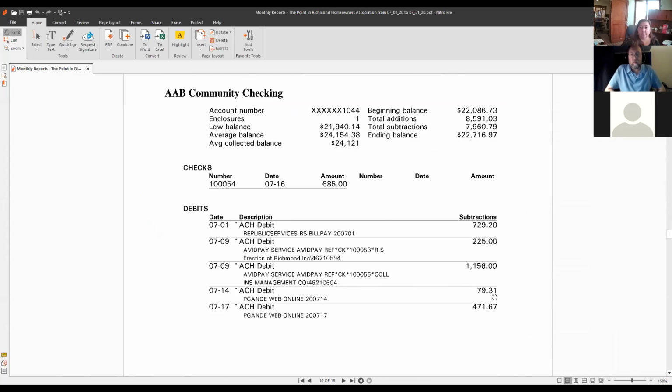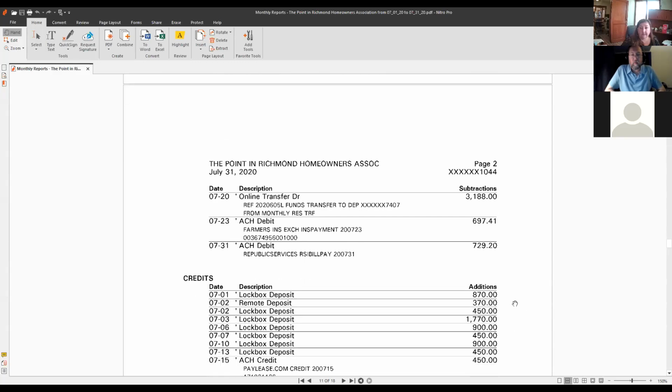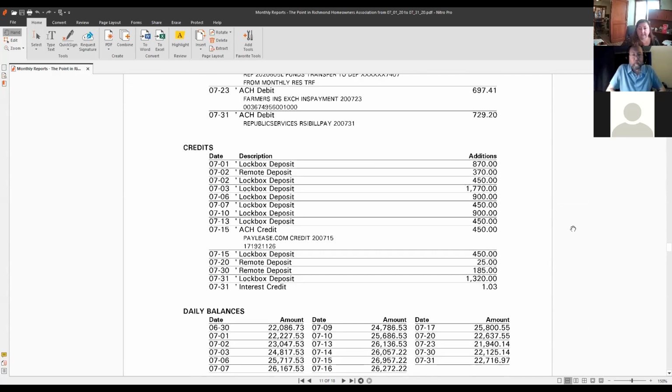Then you're also going to see the auto pays. So we try to have all of the utilities, the insurance, anything we can have on auto pay. We do set it up on auto pay. So you'll see those transactions here. And then of course, if you have a monthly reserve transfer, you'll see that here. And again, insurance, those types of things. Here are all your lockbox deposits.